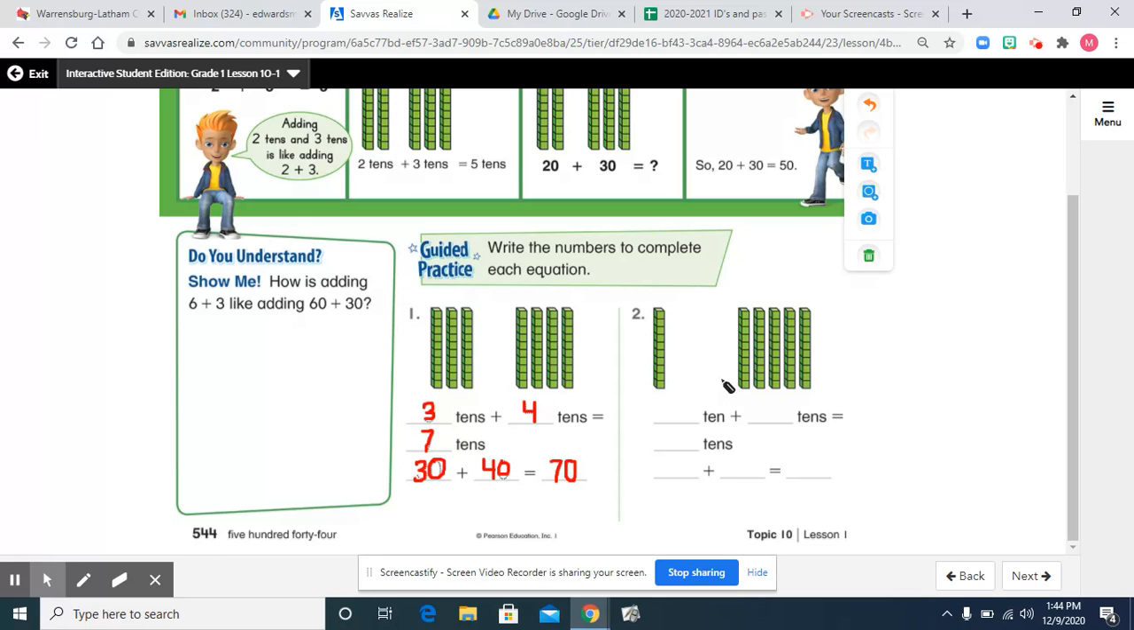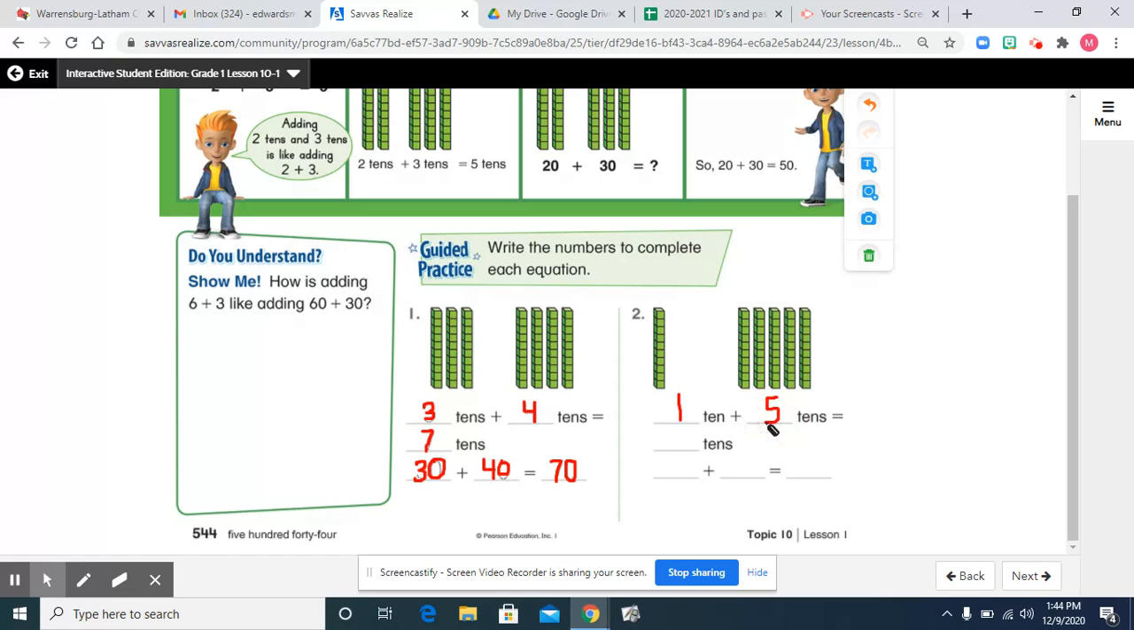Okay, try number 2 by yourself, and then we'll go through it here in a minute. Okay, number 2. Let's count how many tens there are. 1. So 1 ten, plus, how many tens are here? 1, 2, 3, 4, 5 tens here.